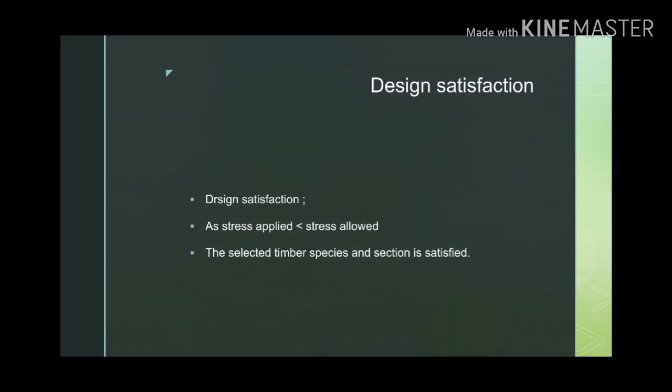After identifying the stress applied and stress allowable, we check the satisfaction of the design, where the design will be considered satisfactory when the stress allowable of the column is greater than the stress applied. In case the stress applied is greater than the stress allowable, we have to change the dimensions of the timber or the species of timber.